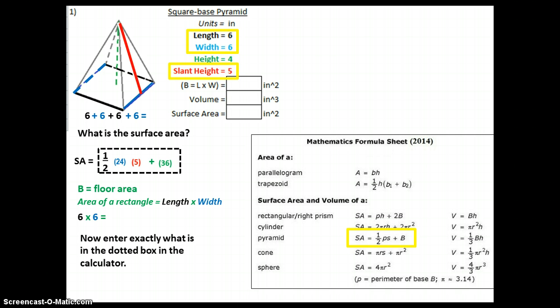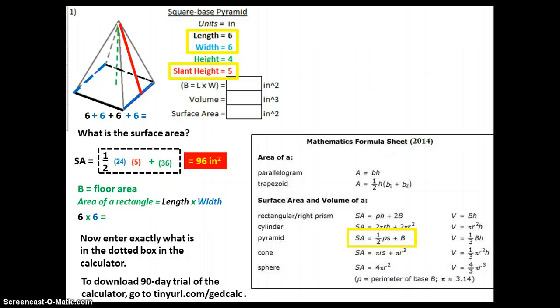And now we're ready to use the values that we've plugged in to calculate on our calculator. And if we type in exactly what's in those dotted lines on the GED authorized calculator, we'll get the answer. If you want to download the 90-day trial of that calculator, there's the address you can go to. And so our answer is 96 square inches. If we had squares 1 inch long by 1 inch wide, it would take 96 of them to paste all around that pyramid, including on the bottom, to cover it up.